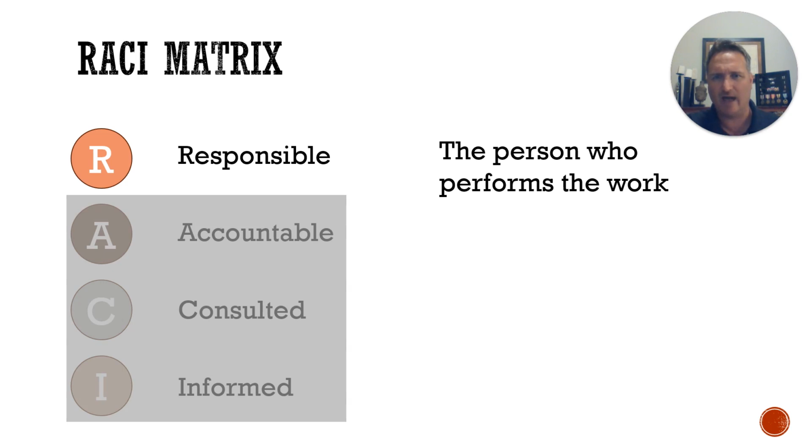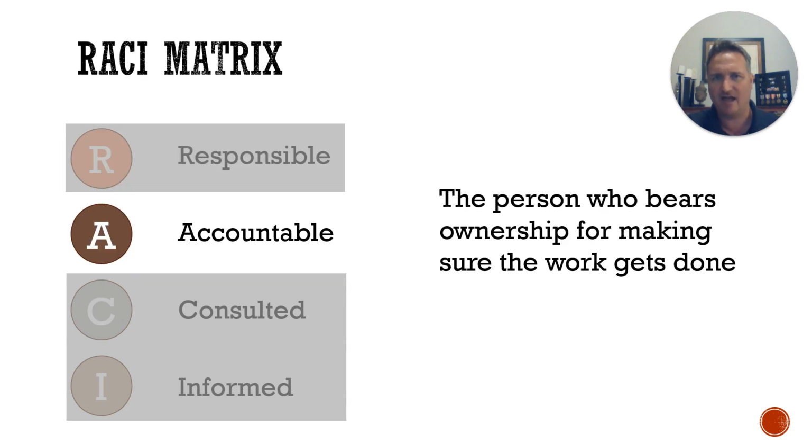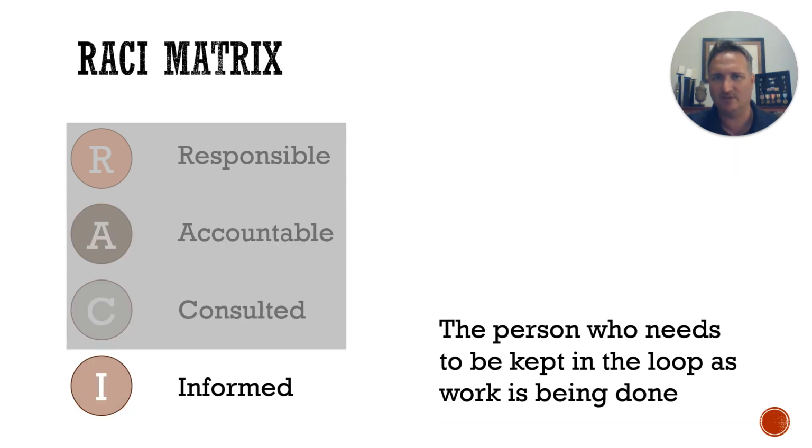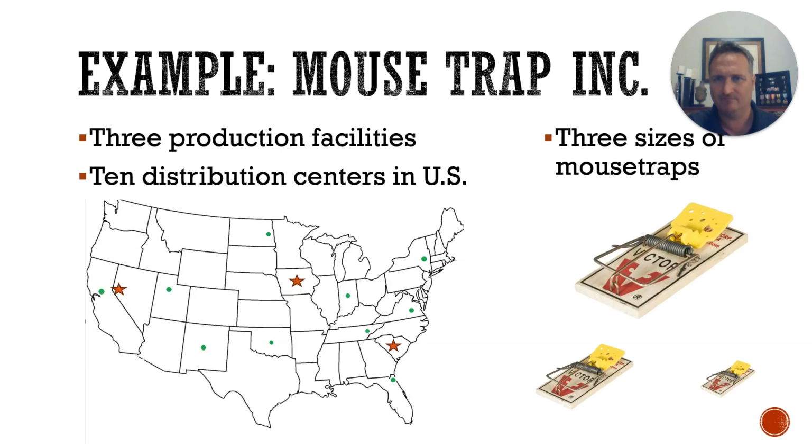Responsible is the person who actually performs the work. Accountable is the person who bears ownership for making sure the work gets done. Consulted is the person who needs to give input before the work can be done, and informed is a person who needs to be kept in the loop as the work is being done, but not necessarily consulted beforehand.